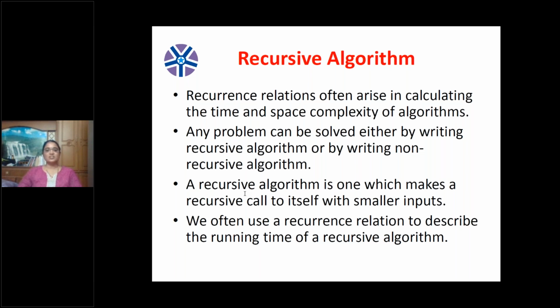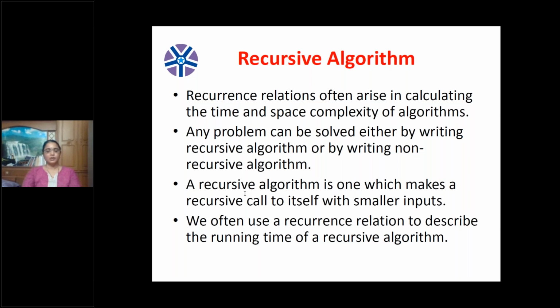So recurrence relations use the recursive property. That's why we are learning recursive algorithms in this unit. Any problem can be solved either by writing a recursive algorithm or by writing a non-recursive algorithm. Non-recursive is nothing but the iterative method. Every problem which we are doing right now can be solved by using the recursive method or the iterative method. A recursive algorithm is one which makes a recursive call to itself. A self-call is nothing but a recursive algorithm. We often use a recurrence relation to describe the running time of a recursive algorithm.